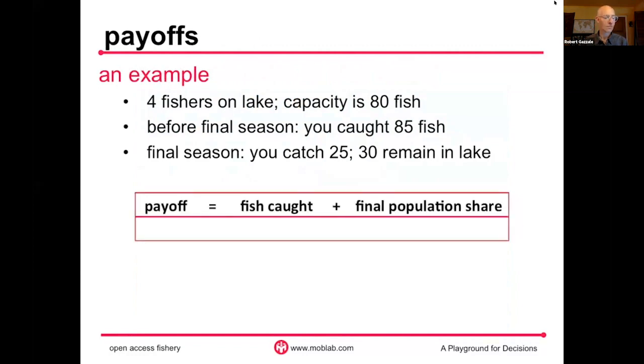Your total payoff is equal to the number of fish you catch plus your share of the final fish population. You caught a total of 85 plus 25 equals 110 fish. The 30 fish in the lake at the end of the game double to 60 fish. Splitting this evenly among the 4 fishers means your share of this final population is 15 fish, giving you a total payoff of 110 plus 15 equals 125.